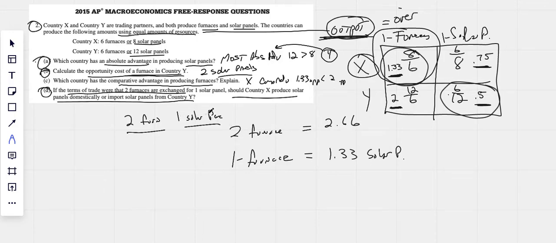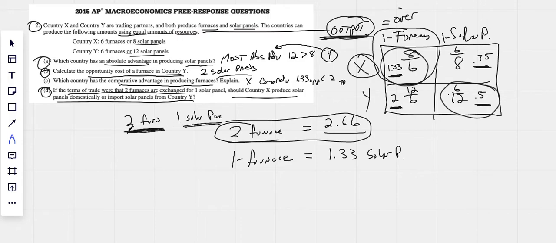If X was to produce 2 furnaces just to be not better off, but just for an equal trade of really no value at all, they have to get at least 2.66 solar panels to equal 2 furnaces. But if they were to give up 2 furnaces for 1 solar panel, would they be better off or worse off? This is them being equal. They've got no gain, right?